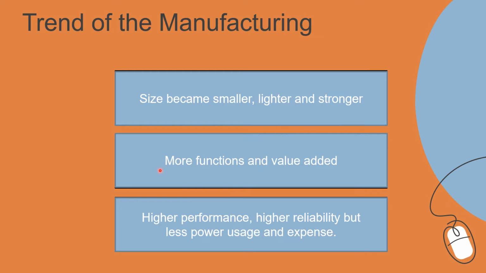And then the second one is into the function. If you can see, the function will become much more compared to the previous version of the telephone or computer. Previously telephone is just used for calling, but now we are using the smartphone where you can look into movies, you can browse into the internet and everything. So there are value added into this system, and of course it's higher in terms of the performance, higher reliability, but less power usage and expense.